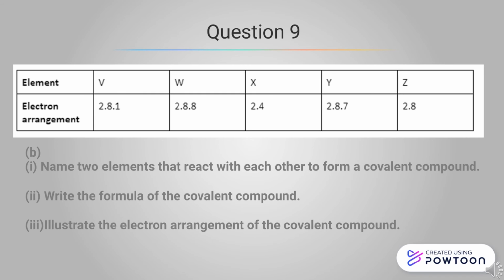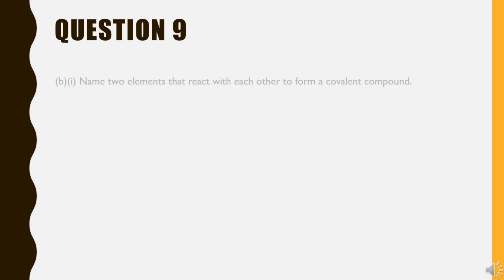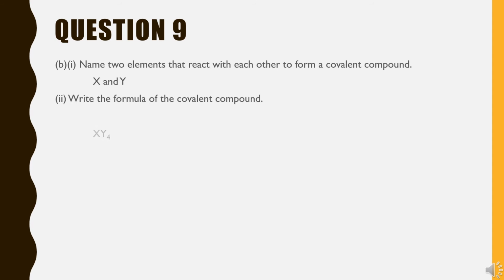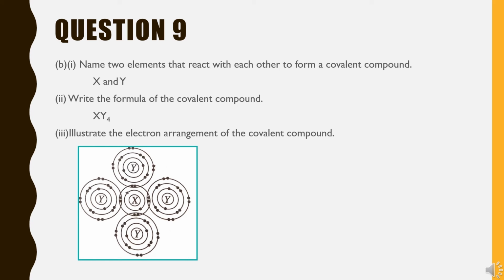Next, question 9b is about the covalent compound. The most suitable elements to form covalent compounds are X and Y because their number of valence electrons are not 1, 2, 3 or 8. Since X requires 4 more electrons while Y requires 1 more electron to achieve the octet electron arrangement, the formula of the covalent compound is XY4. This is the electron arrangement of XY4. As usual, check the number of electrons and label the atoms.